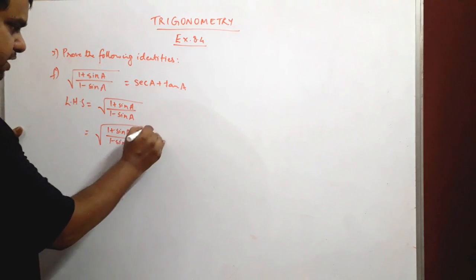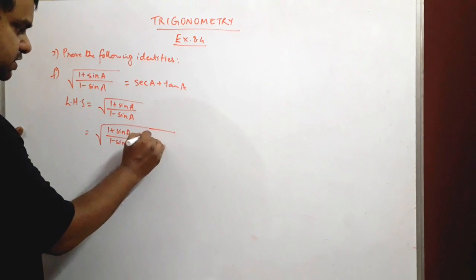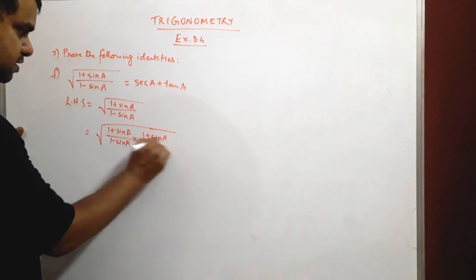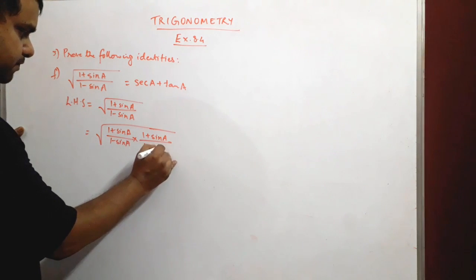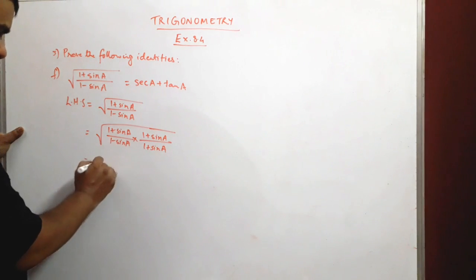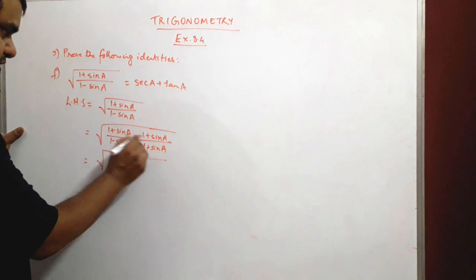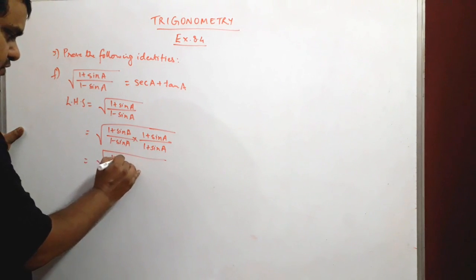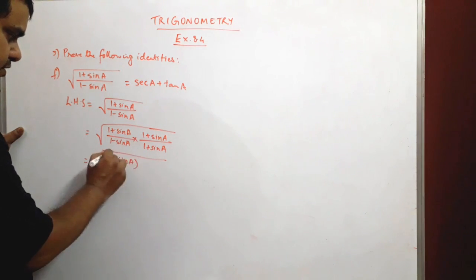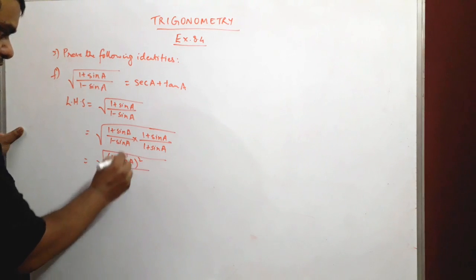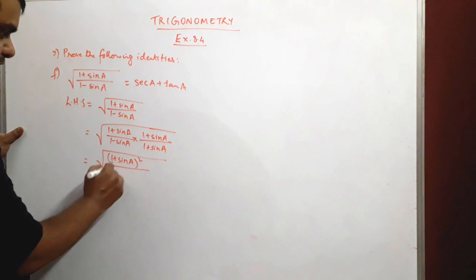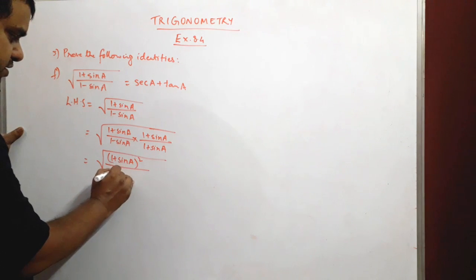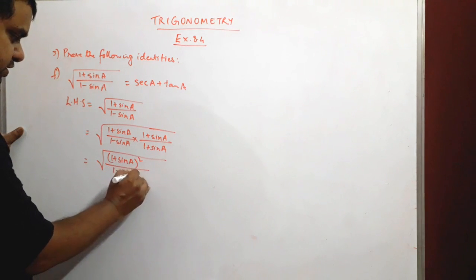and we will multiply it with the opposite sign, 1 plus sin a. How we do for rationalization, 1 plus sin a. Okay, so square root of 1 plus sin a into 1 plus sin a we get as 1 plus sin a whole square, and 1 minus sin a into 1 plus sin a. This is a minus b into a plus b. We get a square minus b square.